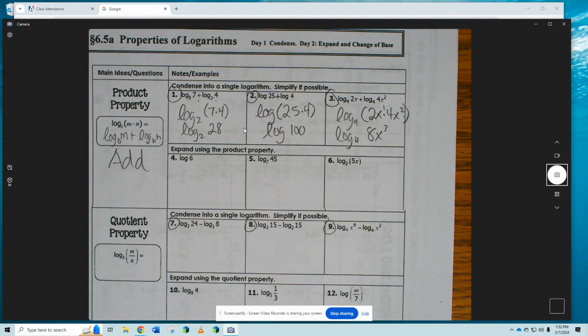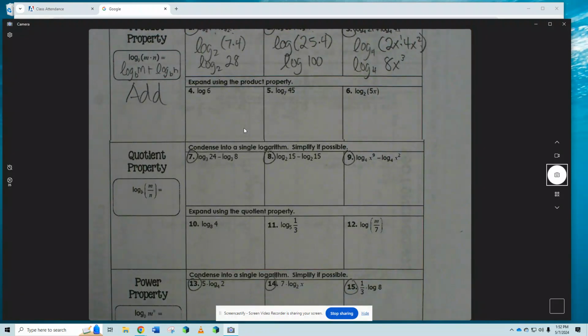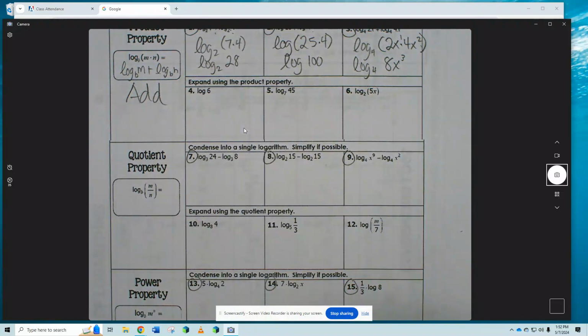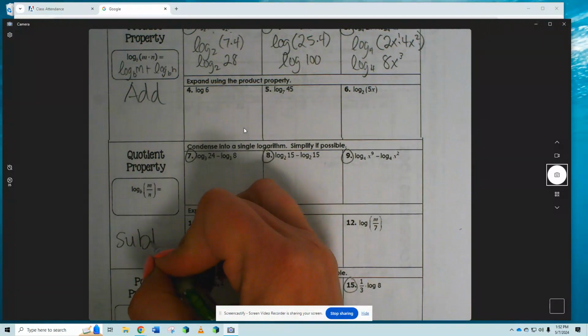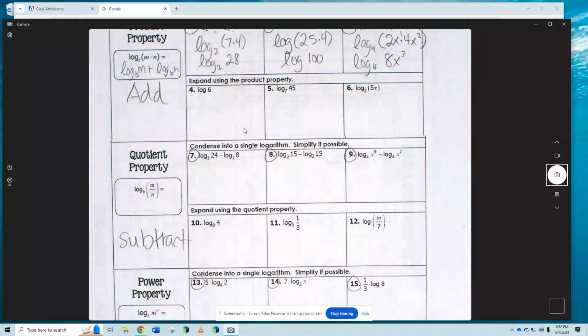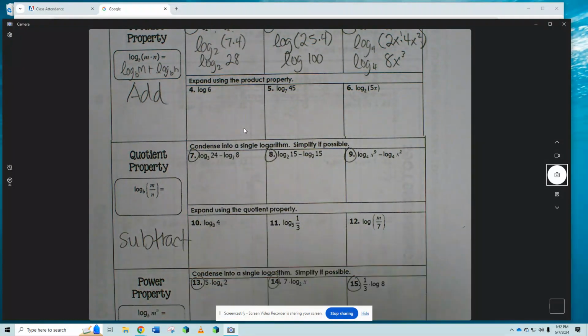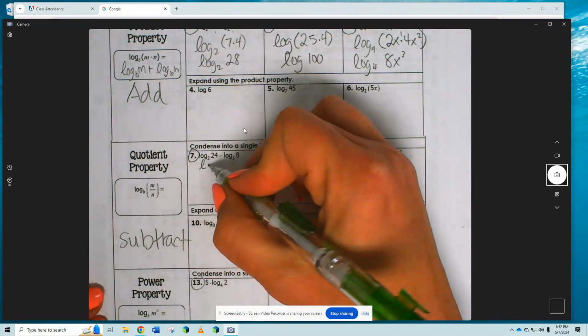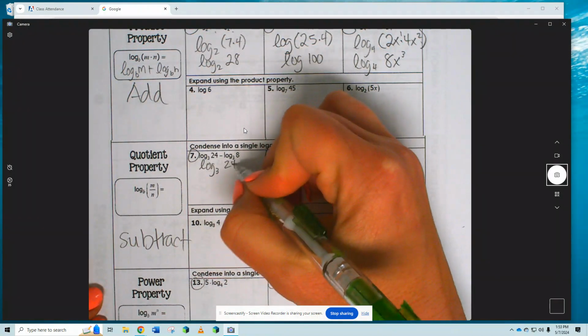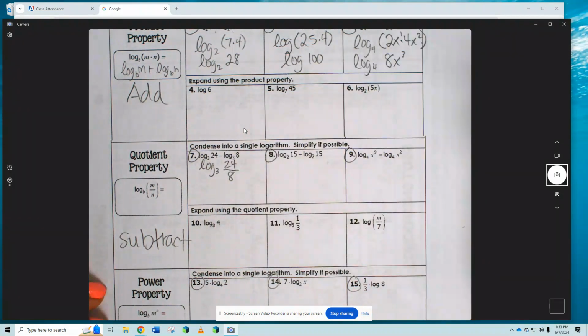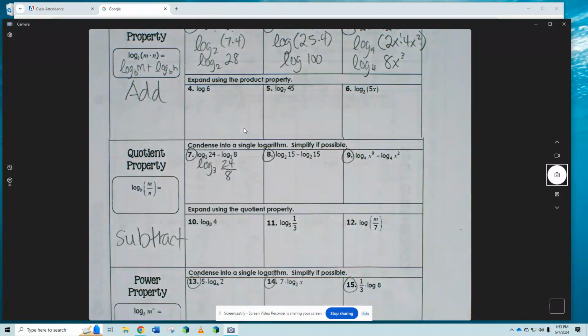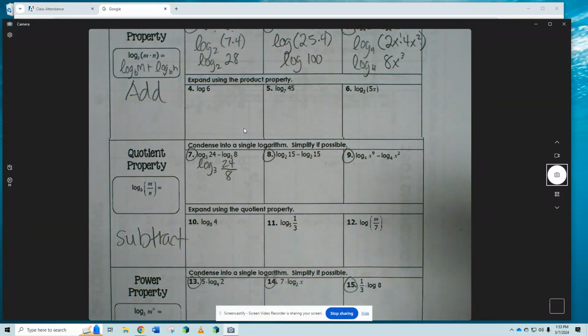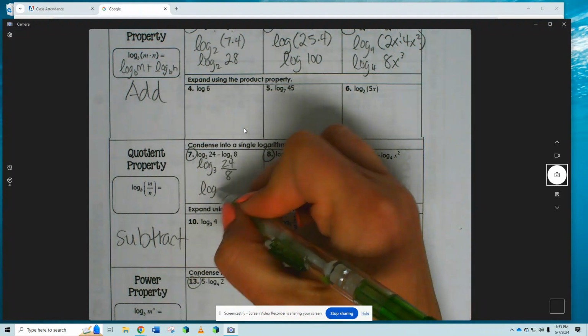All right, quotient. Subtraction means fraction. Subtraction means fraction. Okay, I've got numerator, log base 3 of 24 over 8. You don't even need to write log twice. You can just write it one time. Log base 3 of 3.